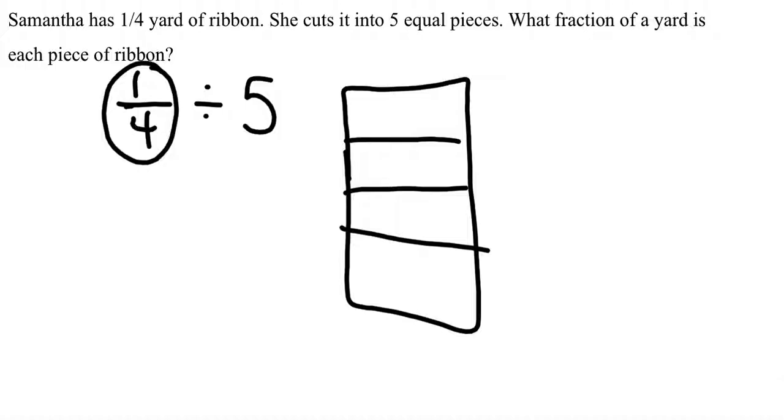And I'm going to shade 1/4. All right? I'm going to take that 1/4 of a yard of ribbon. I'm going to divide it into how many pieces? 5 pieces.